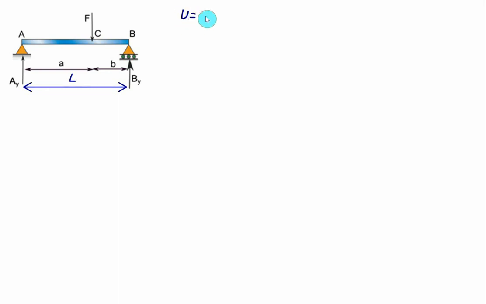Now this total strain energy you have to calculate in two parts. First you have to calculate the strain energy for AC and then for BC part. For that, first you have to find the reaction at AY and the reaction at BY. Then we'll take the section and find the moment at that section. Strain energy due to bending is given by the integral of Mx squared multiplied by dx, divided by 2 times EI. E and I remain constant for the given cross section.